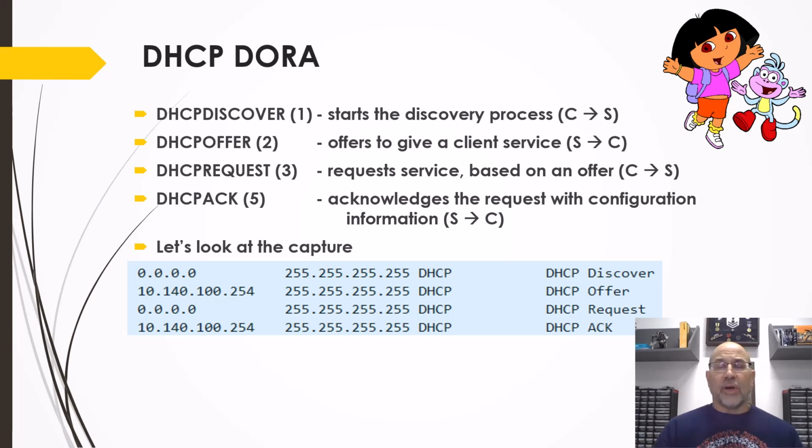So I've showed you the directions, but it's basically client to server, server to client, client to server, and then server to client again. The numbers in parentheses here, the 1, 2, 3, and 5, those are just the number of the type of DHCP message. There's a couple of other ones. Now, after this process is completed, the host can use the address that was offered. But let's take a look at an actual capture.